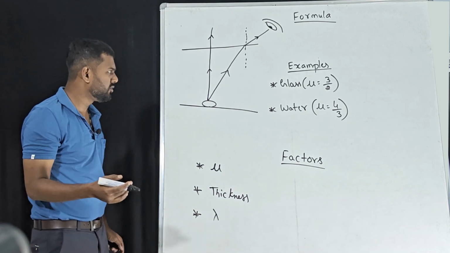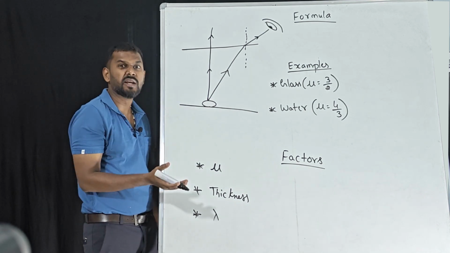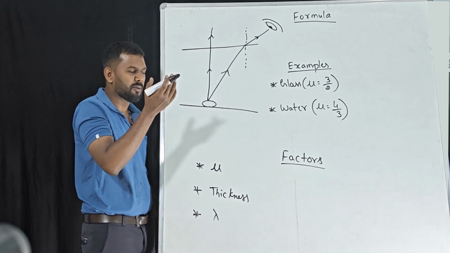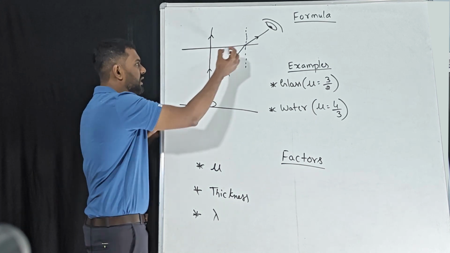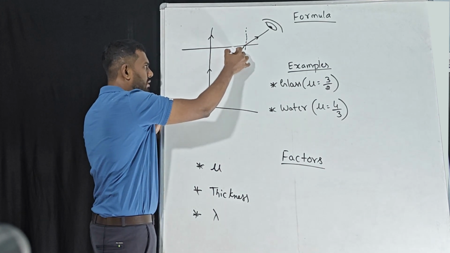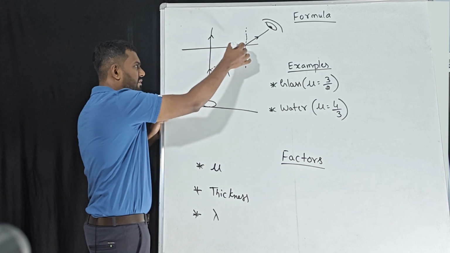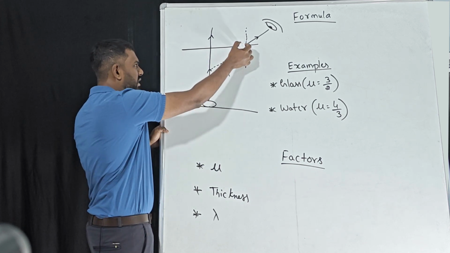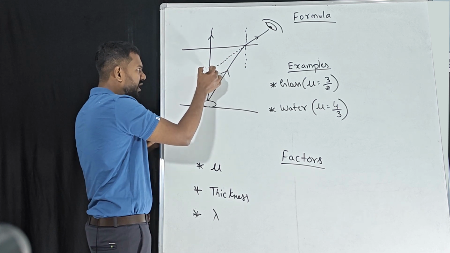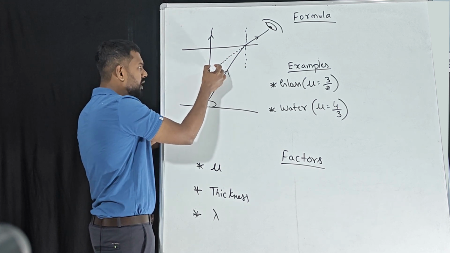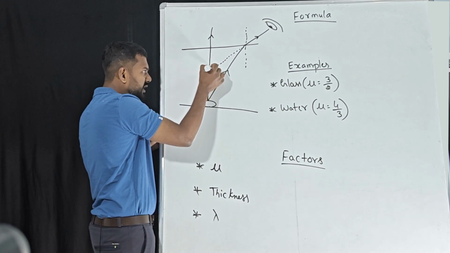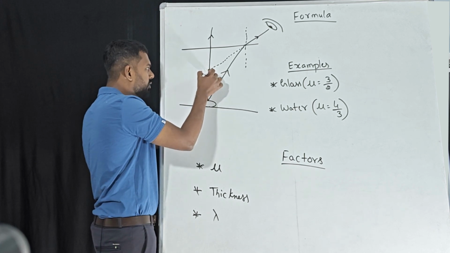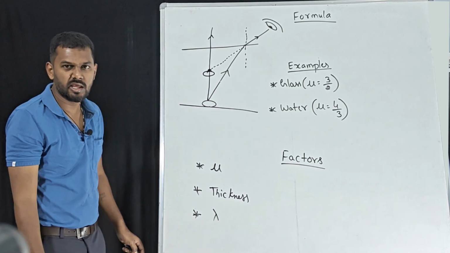But I told you this object appears to be a little raised, correct? Raised up. How are we going to get that? If you extend this ray, using the scale whenever you are drawing the ray diagram, wherever you see the intersection here, there we are going to see the object.